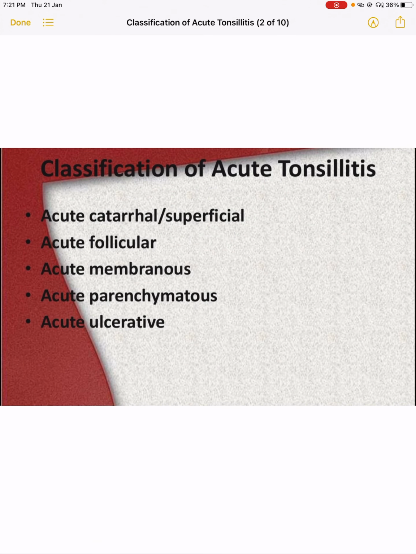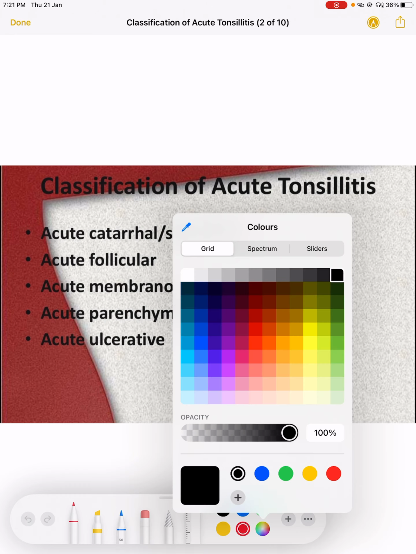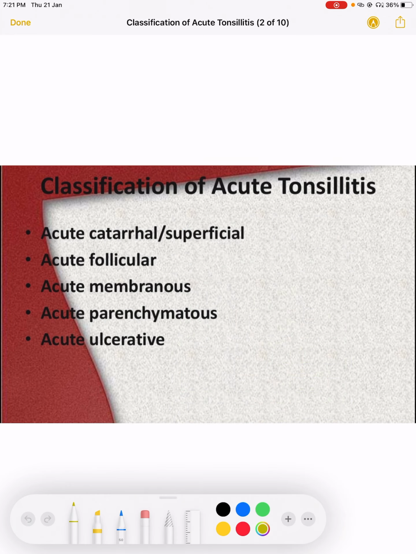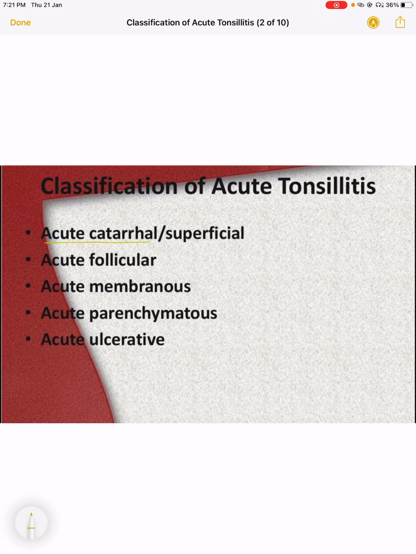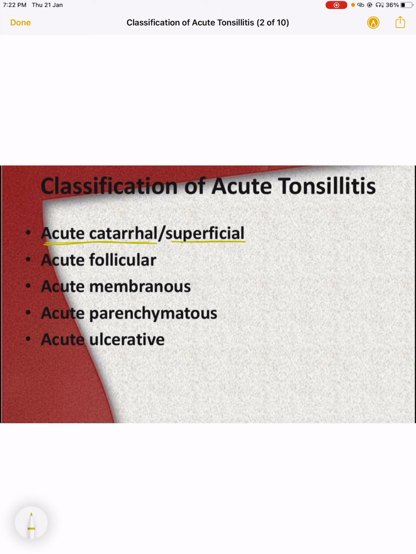Then we will see what the stages of acute tonsillitis are. Basically these are the stages: acute catarrhal or superficial tonsillitis, acute follicular, acute membranous, acute parenchymal tonsillitis, and acute ulcerative. Okay, these are the 4 or 5 stages of acute tonsillitis. You should remember. Fine.